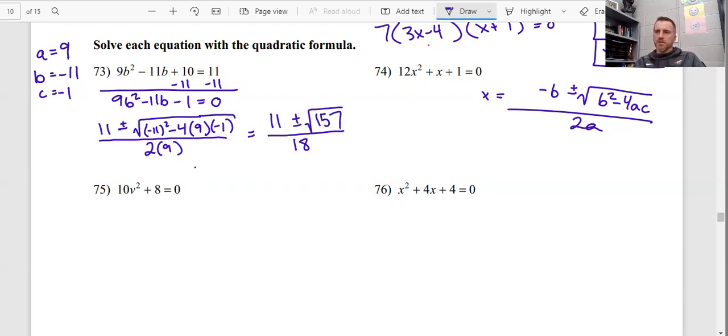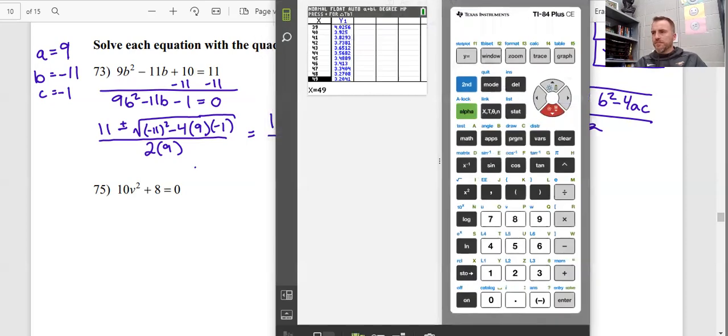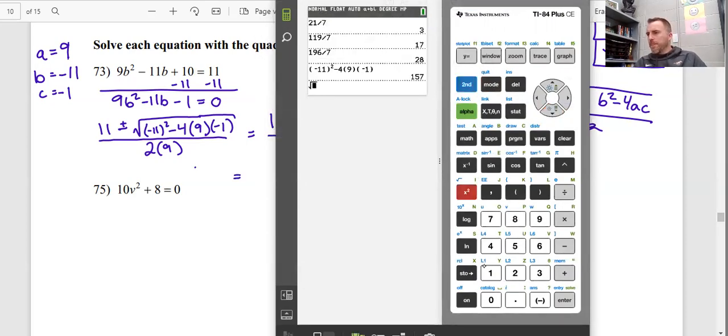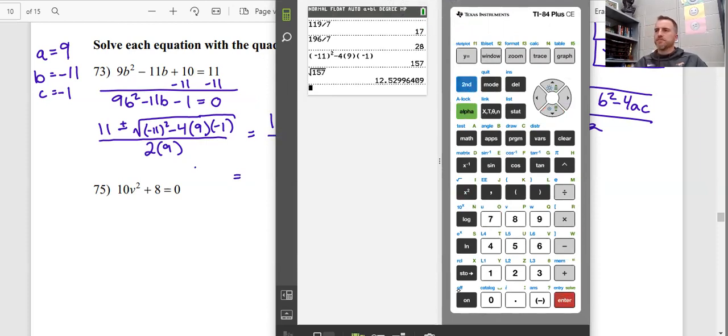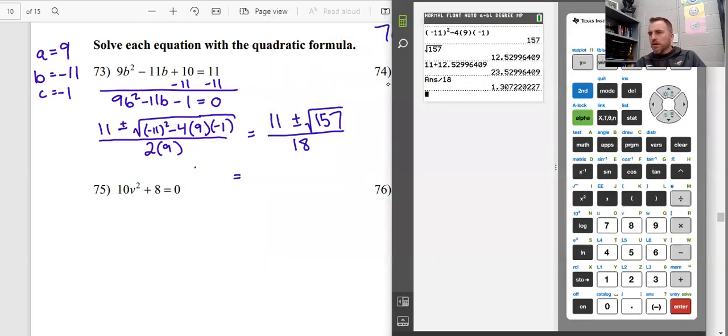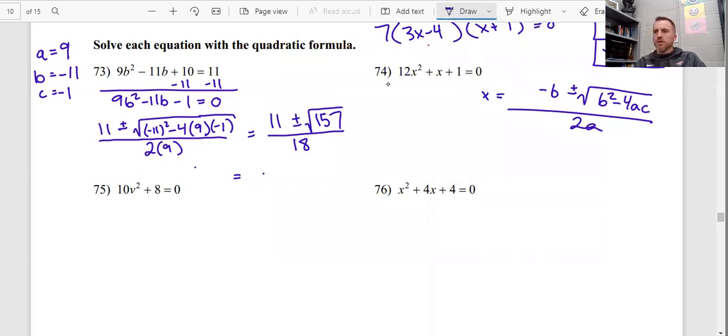So there are two solutions built up into this: 11 plus the square root of 157 over 18 and 11 minus the square root of 157 over 18. What I'm going to do is give you some numbers that make sense to us and see what those solutions are. So let's do 11 plus the square root of 157 is 12.52 and so on. Hit enter. We're going to divide that by 18 and you get the number 1.31. That is one of the solutions. You plug that in for b in the original equation and this thing will equal 11.